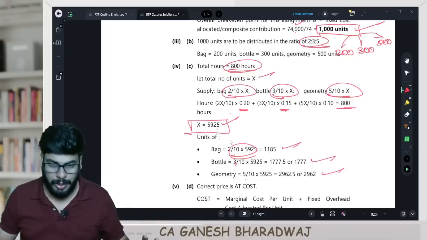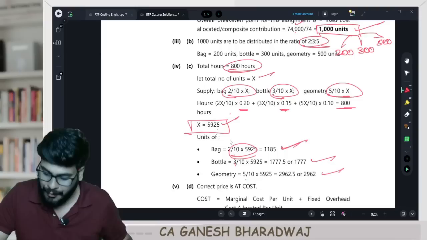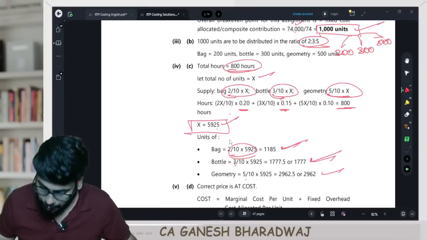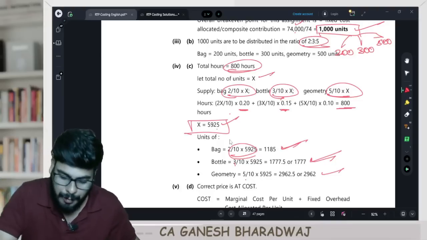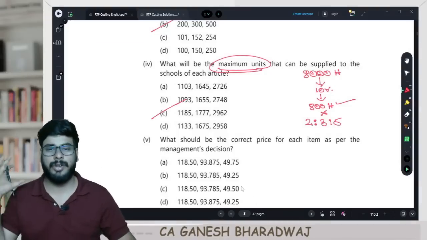So in total, the number of bags, bottles and geometry boxes that you are able to supply is 1185 bags, 1777 bottles, and 2962 geometry boxes. So it's going to be option number C. That is the correct answer. Are you clear with this?